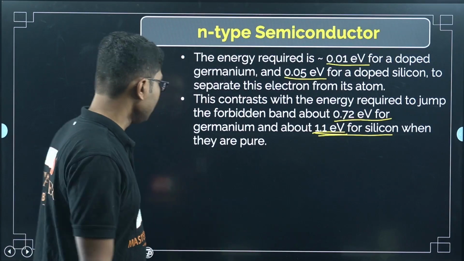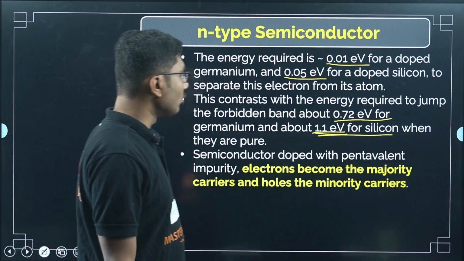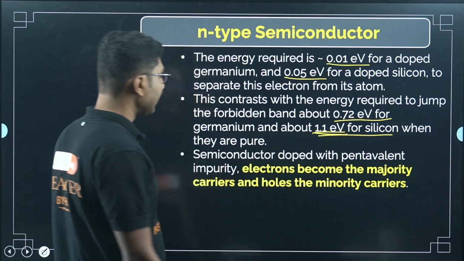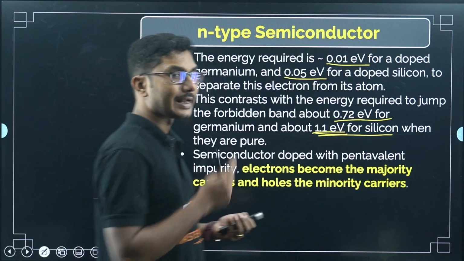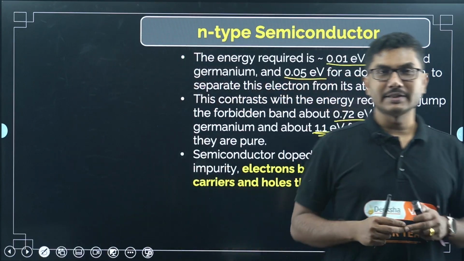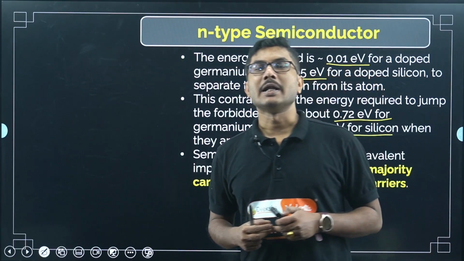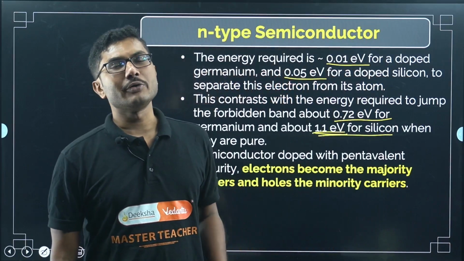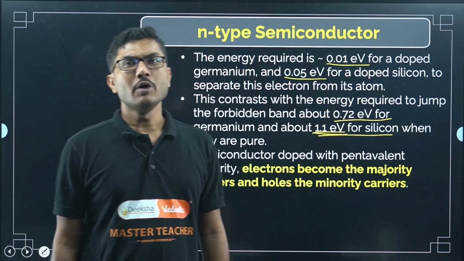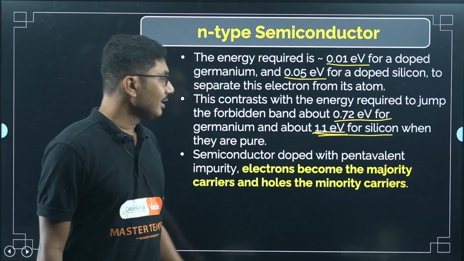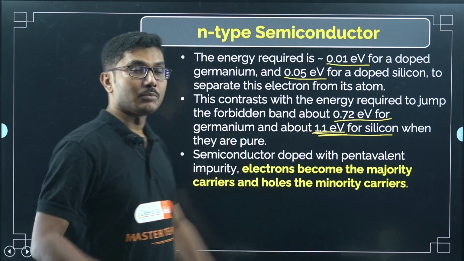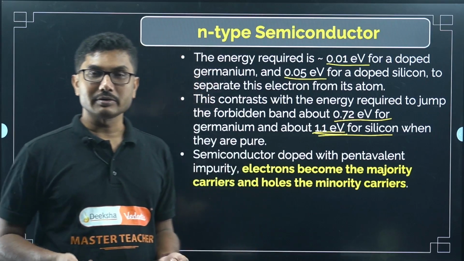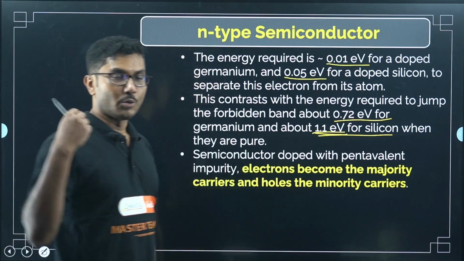Now let's move on. Semiconductor doped with pentavalent impurity: electrons become the majority carriers and holes are minority carriers. In case of intrinsic semiconductors, we have seen that the number of electrons is equal to the number of holes. But when you dope it with a pentavalent material, the electrons are more. Obviously there are more free electrons, one free electron per doped element.